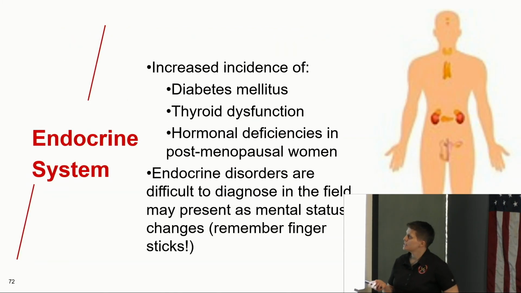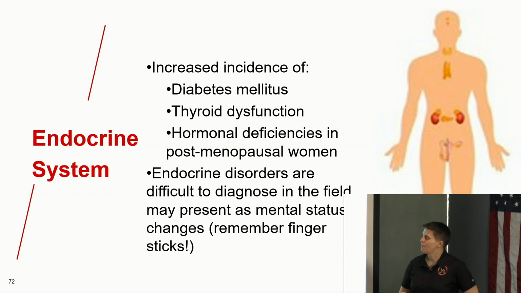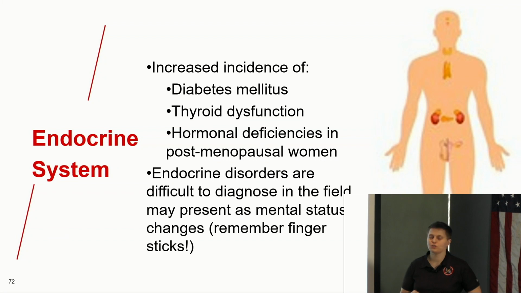The endocrine system, so your hormones: there's a higher incidence of diabetes, thyroid dysfunction, hormone dysfunction. These are really difficult to tease apart in the field, but I just wanted to make sure that we mentioned them. The one thing that you can do and should do is get a fingerstick glucose and treat it when appropriate.